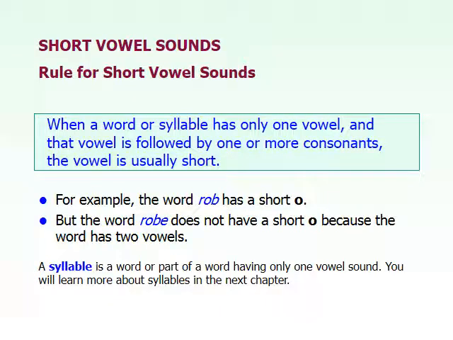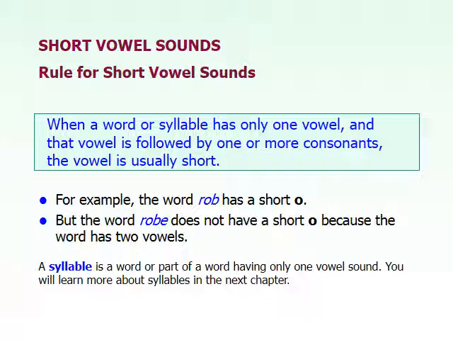So there's only one rule for short vowels, and that rule is that when a word or syllable has only one vowel and the vowel is followed by one or more consonants, the vowel is usually short. Now it's not always short, but most of the time it is short. So what we mean by this is if we look down at the example of the word rob, rob is one word, and the O is followed by just the letter B. So this is an example of being followed by just one consonant.